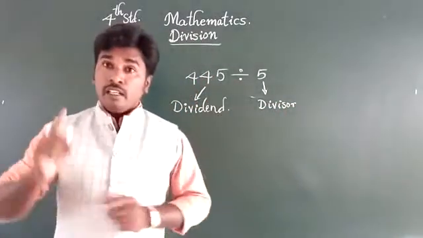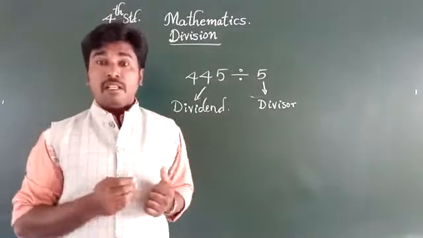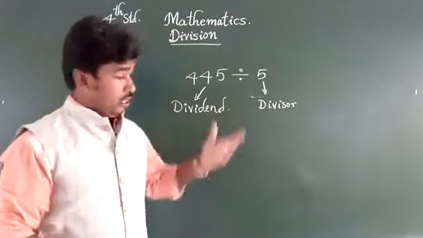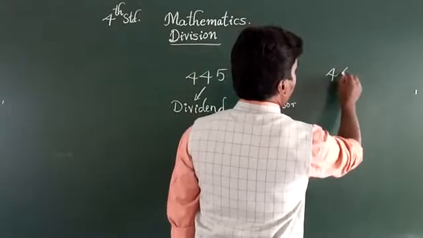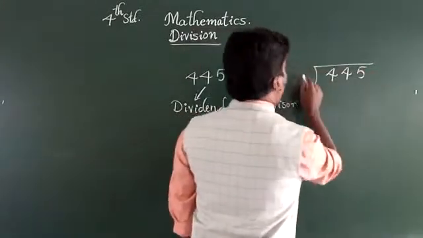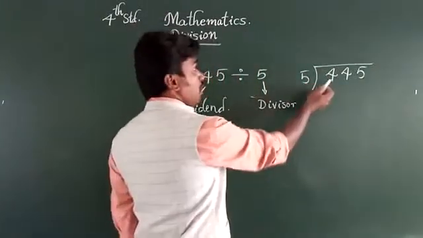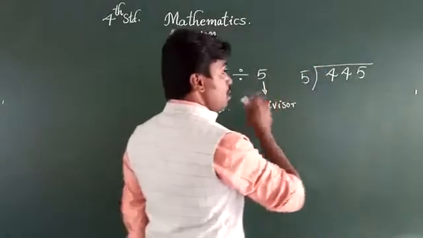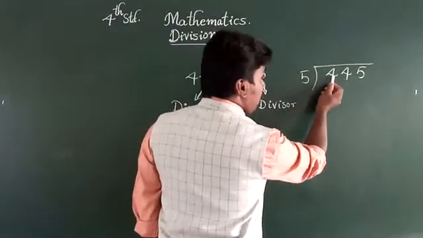Dear children, the answer obtained is called the quotient. If some number is not divided, it is called the remainder. If I find the solution, 445, so 5 you should write outside. So take the first number; you are going to divide the numbers from left to right.